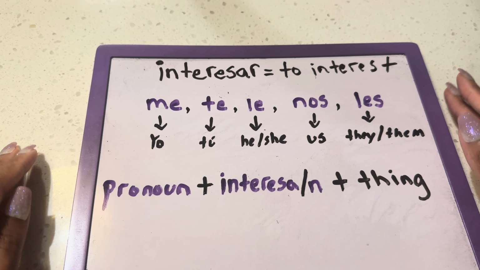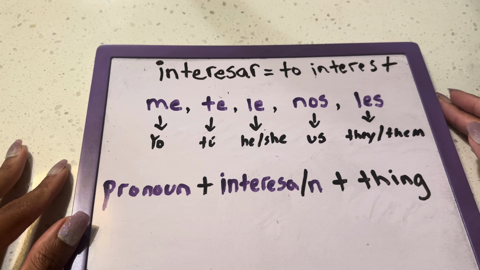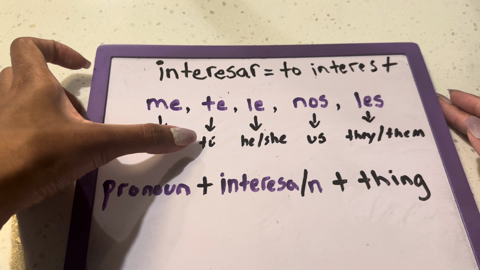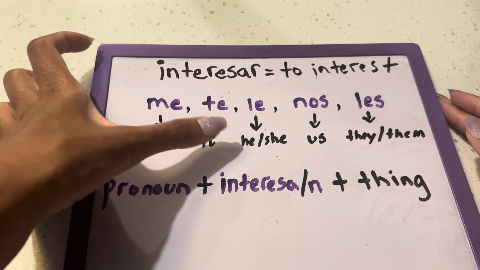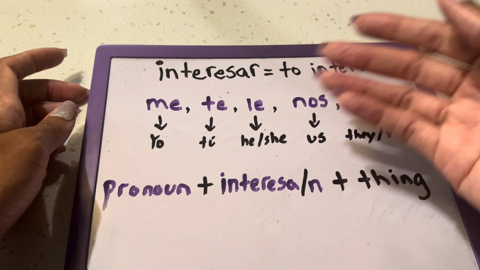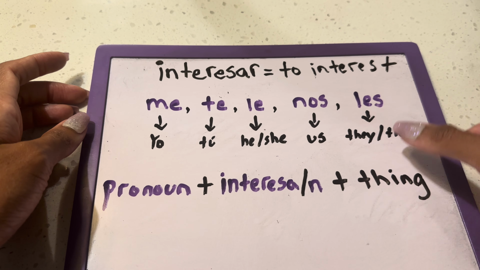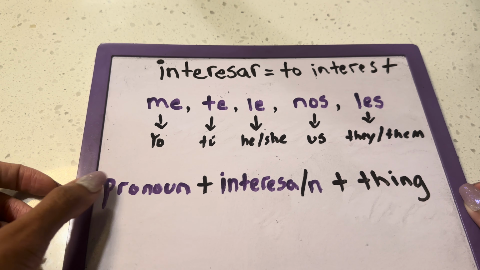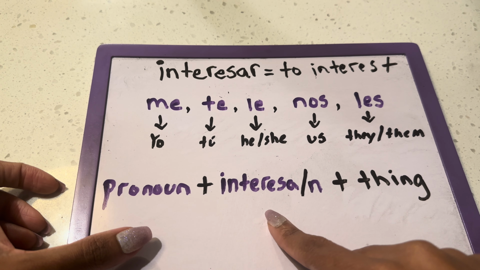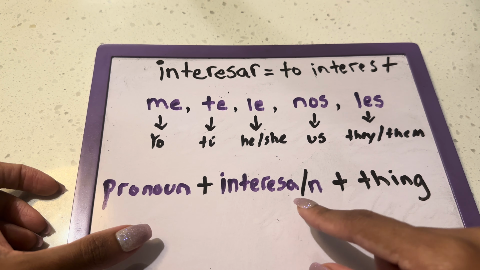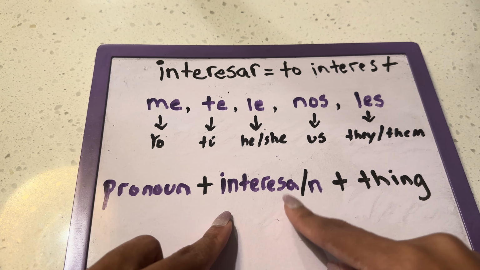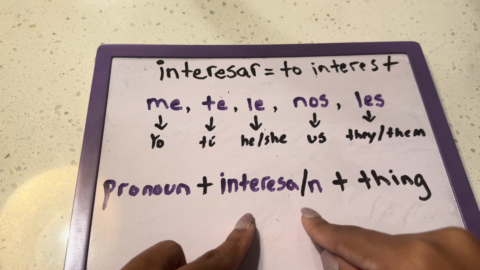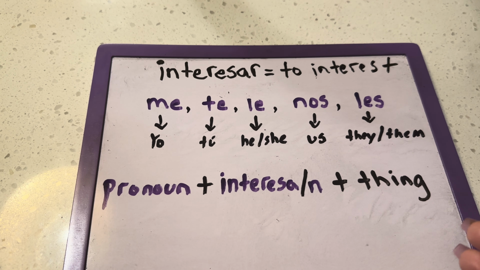So interesar is a Spanish verb that means to interest. So we have our pronouns here. Me, which is the yo form. Te, the tú form. Le, which is he or she. Nos is like the us form, or like the we, us or we. And les is they and them, all right? And we have a certain way that we set it up. We have pronoun plus interesa or interesan. So I put the slash mark here because it's either going to be interesa by itself, or it can be interesan, like with an N at the end of it, plus the thing or the object that interests you.